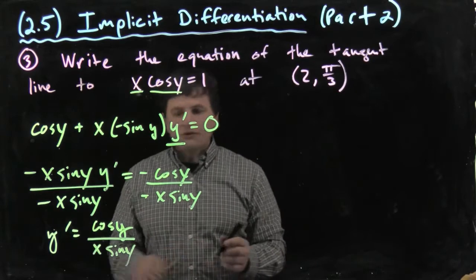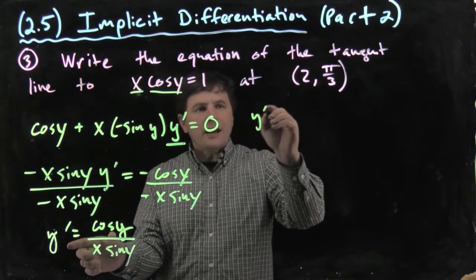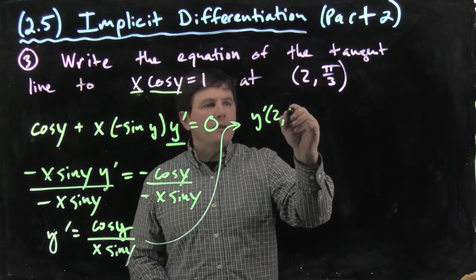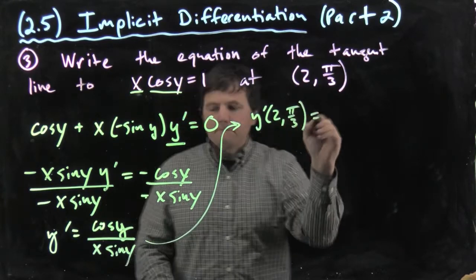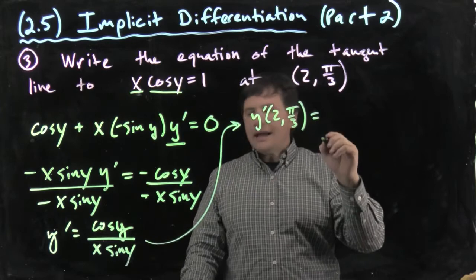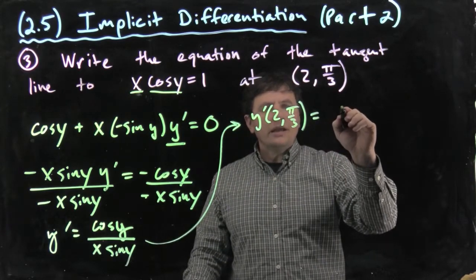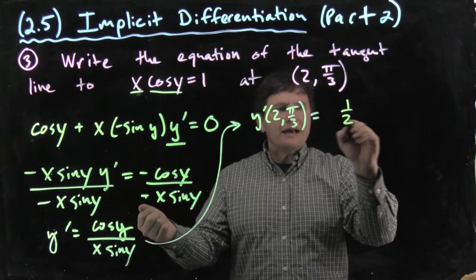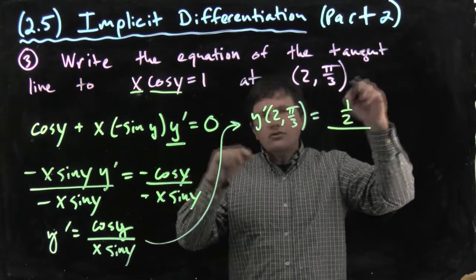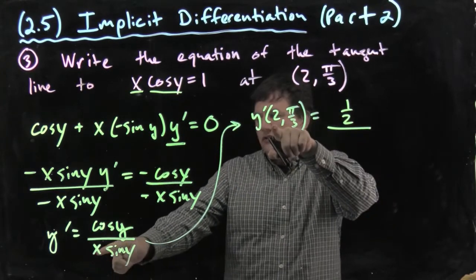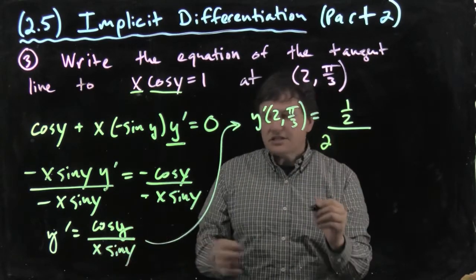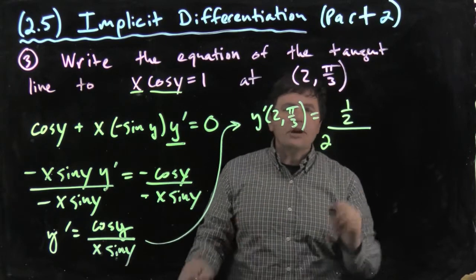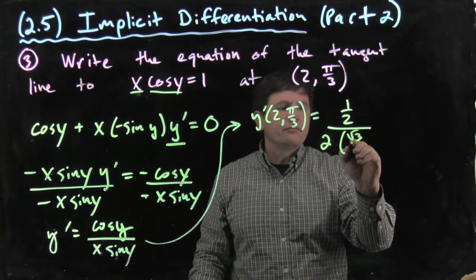Now it's time to actually find the slope. So y prime, plug in this point, 2 comma pi over 3. Cosine of y, so cosine of pi over 3, think unit circle, that's going to be 1/2. If you need to write this out and do the unit circle, go for it. It really is not something I'll be checking for. It's just important we can get those values relatively easily. Sine of pi over 3 is going to be radical 3 over 2.